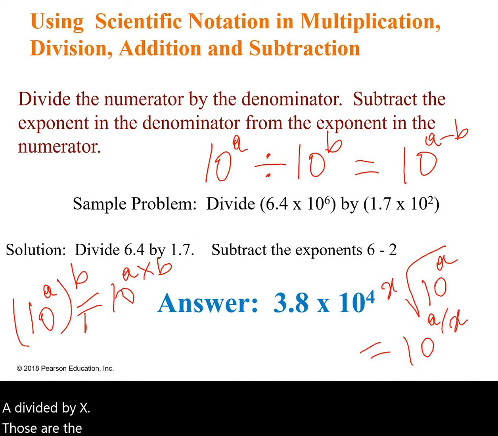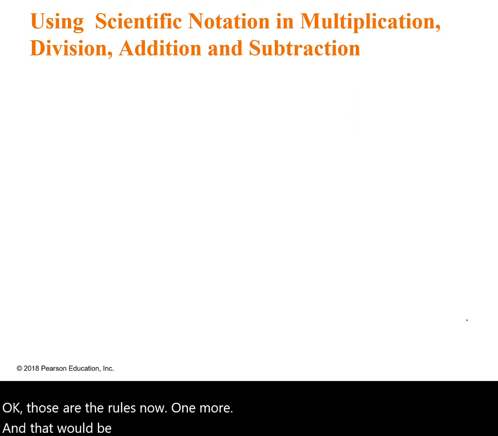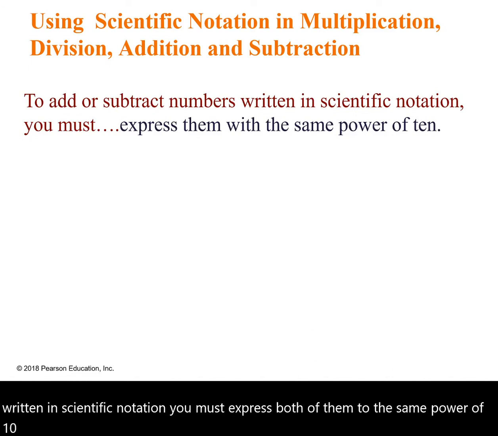Now one more, and that would be addition and subtraction. In order to add or subtract numbers written in scientific notation, you must express both of them to the same power of 10 first before you can add them or subtract them.